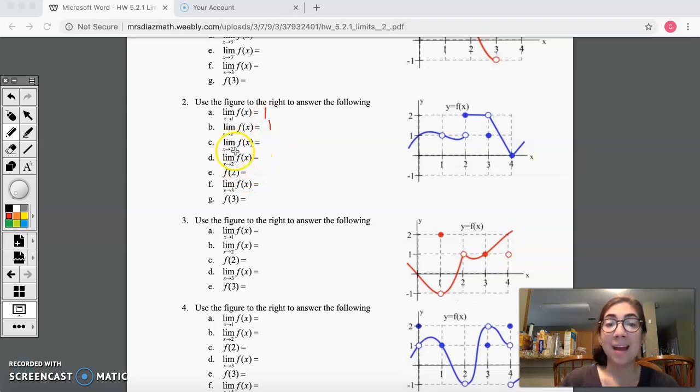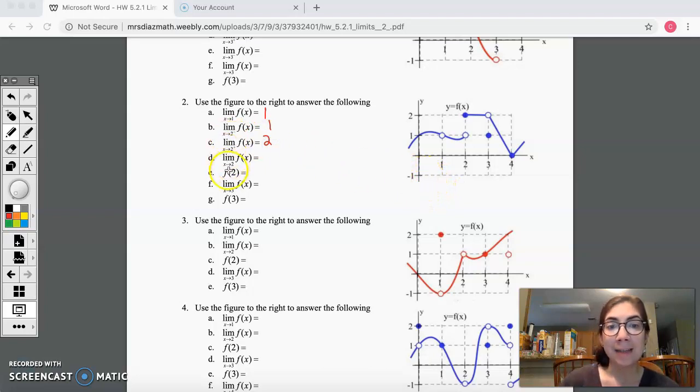And then the limit as x goes to 2 from the right side. So here's x equals 2, but this time from the positive side. So here's the curve, and we're going to stop right when we get to 2. And what's the y value there? Well, that's 2.